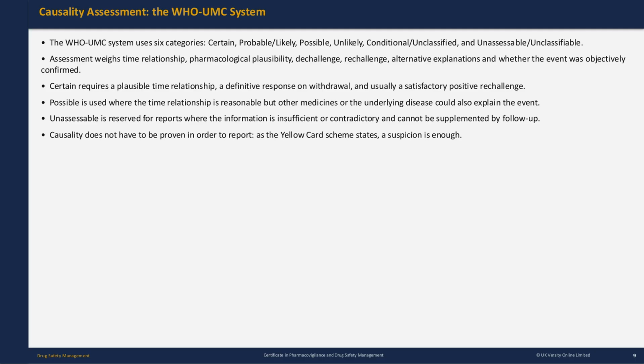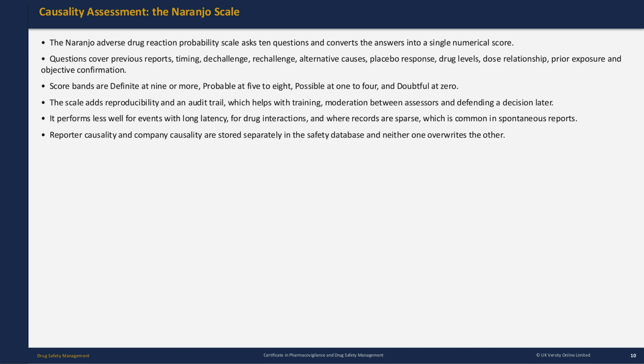Certain requires a plausible time relationship, a definitive response on withdrawal, and usually a satisfactory positive re-challenge. Possible is used where the time relationship is reasonable, but other medicines or the underlying disease could also explain the event.